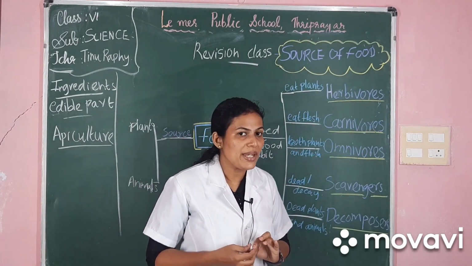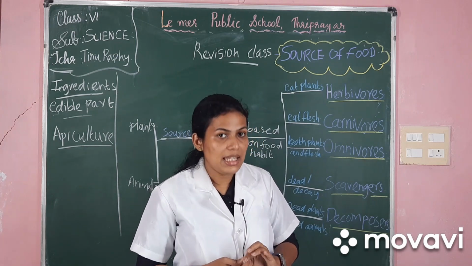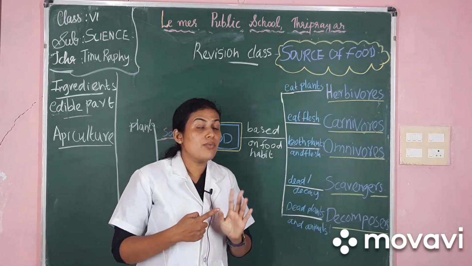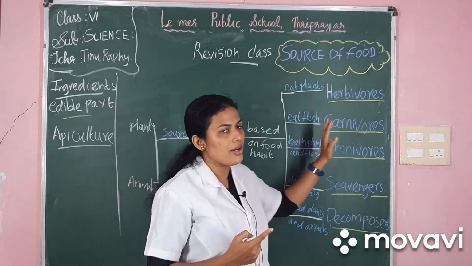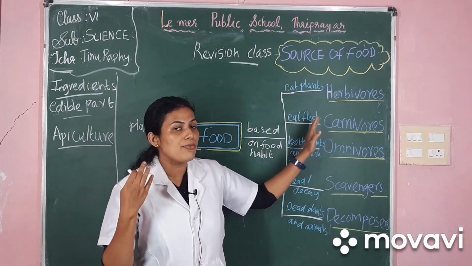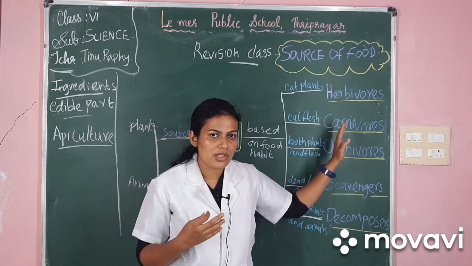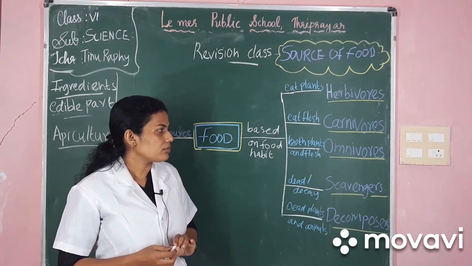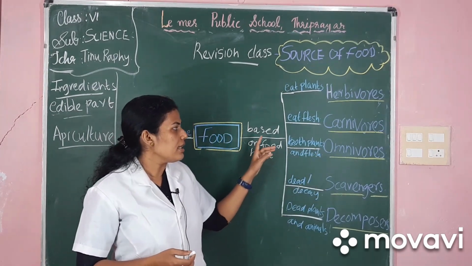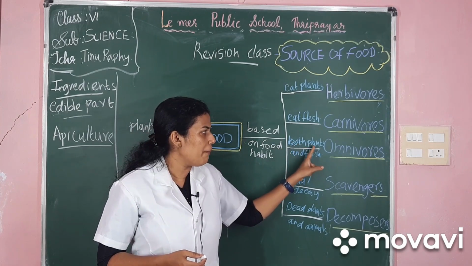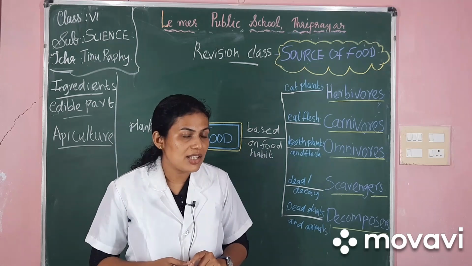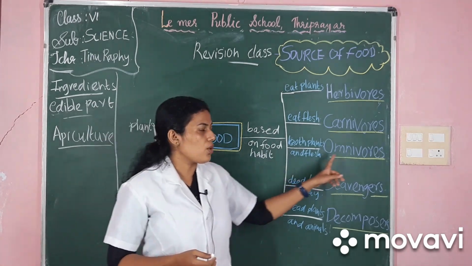So the animals eating the flesh of other animals are called carnivores. Can you give me a few examples for carnivores? Yes, lion, tiger, leopard, eagle, wolf, etc. are carnivores. What is the specialty of carnivores? They eat the flesh of other organisms. Now let's learn about the third category, the animals that eat both plants and flesh of other animals. So such animals are called, yes, omnivores.